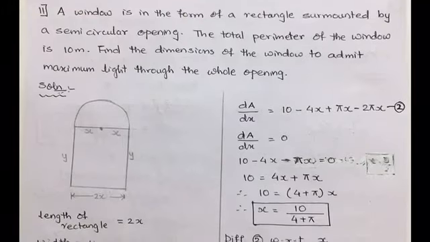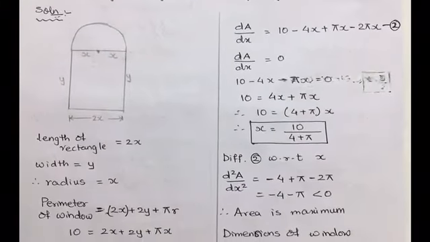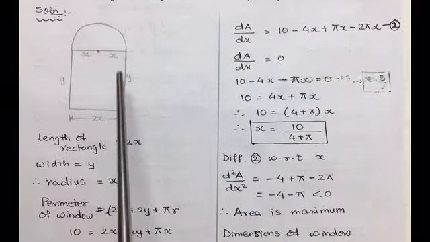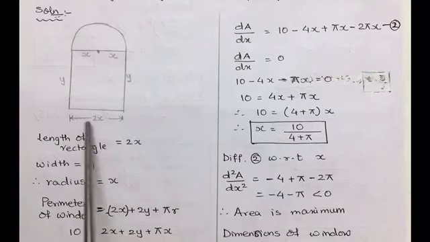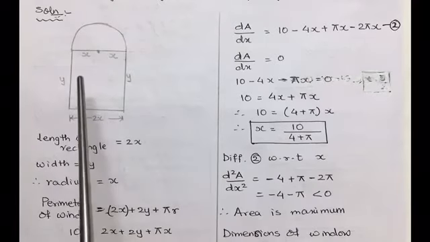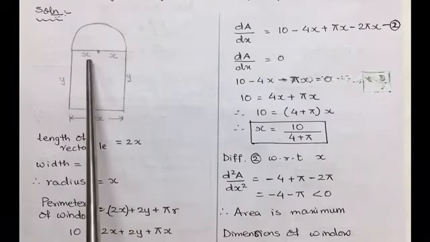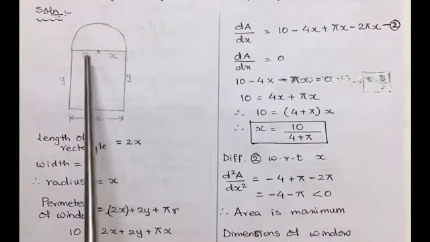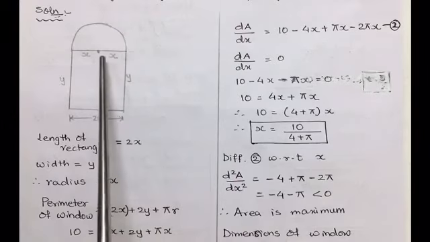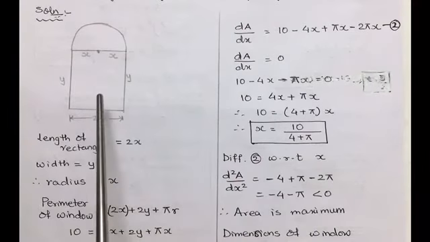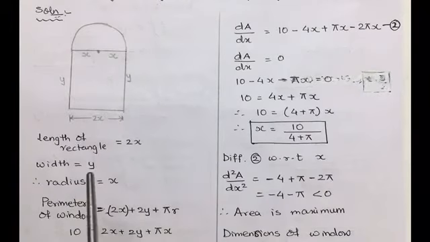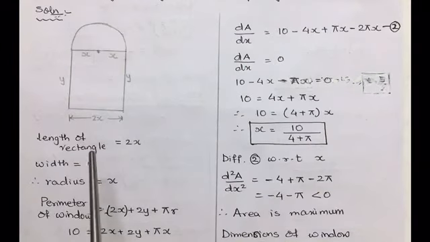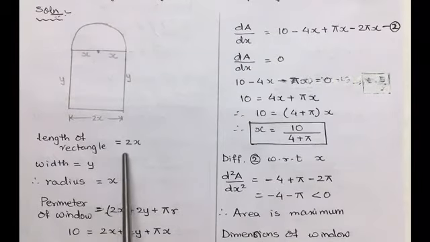Now taking up the dimensions of the window, taking length as 2x. Why is 2x being taken here? Reason: the radius of the semicircle will be x, which will be easy for our calculation. And the breadth as y. Length of the rectangle becomes 2x, width as y, radius is x.